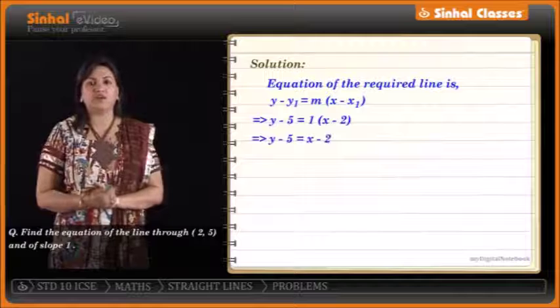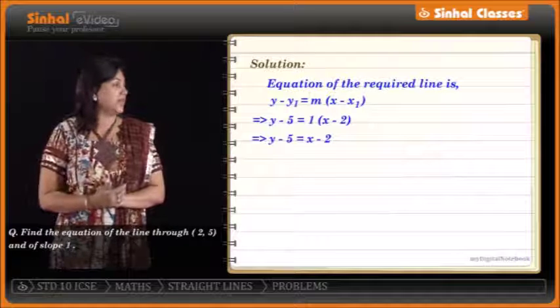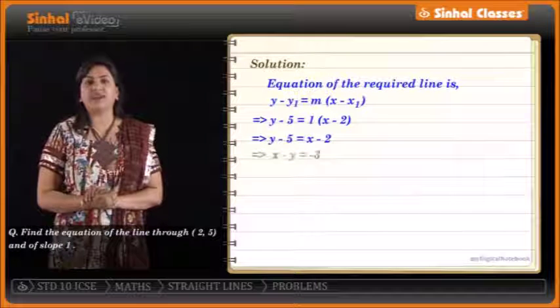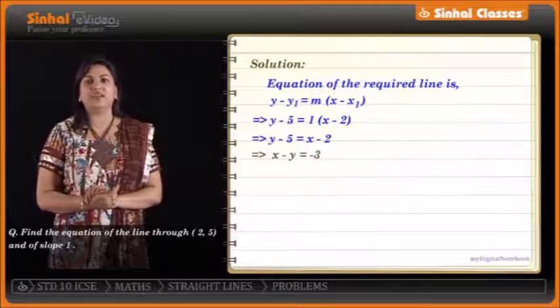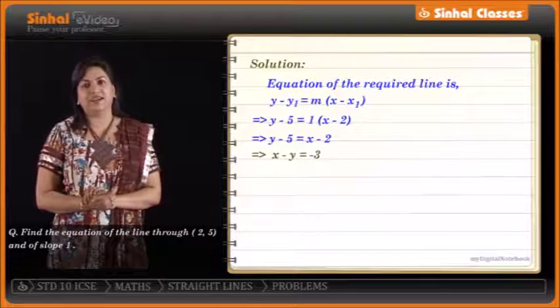Take x and y on one side, number to the other side. x minus y is equal to minus 3. So we have obtained the equation of the line.